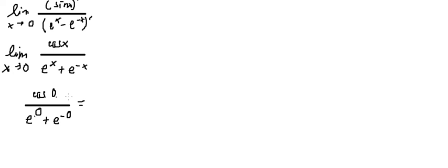So cosine of 0 gives 1. e to the power of 0 gives 1. e to the power of negative 0 gives 1. So this one gives 1 over 2.